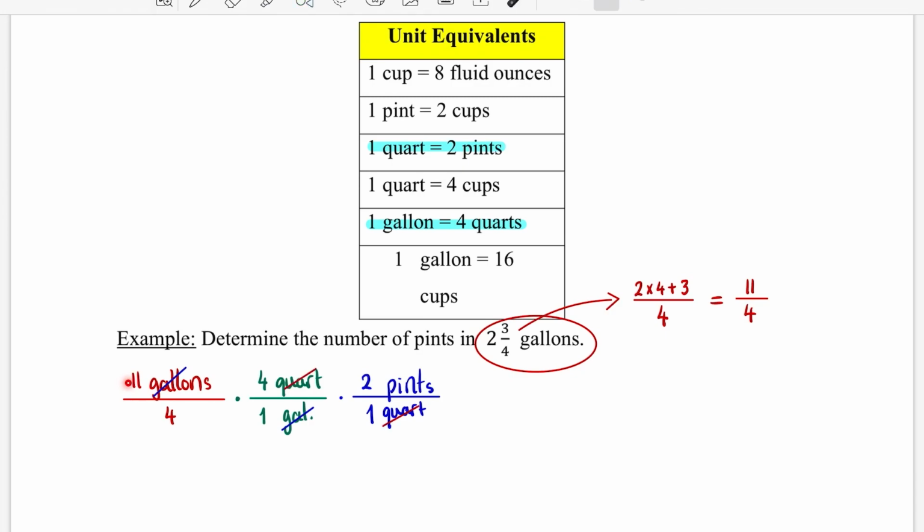I end up with 11 times 4 times 2 pints over 4 times 1 times 1. From here, instead of taking 11 times 4 times 2 and then 4 times 1 times 1, I noticed that I have 4 as a common factor. So the 4s can cancel each other out. I will end up with 11 times 2 pints over 1, which is 22 pints.